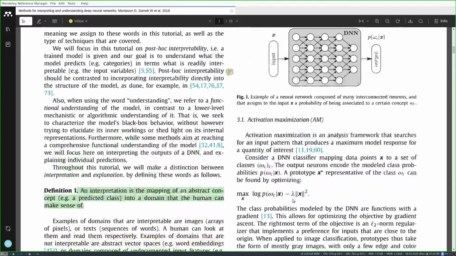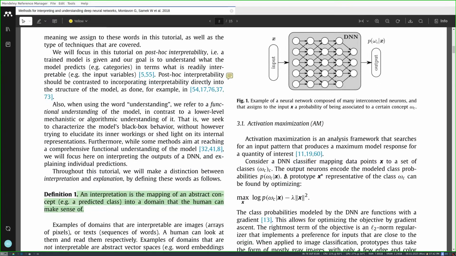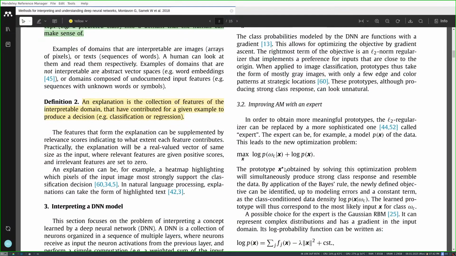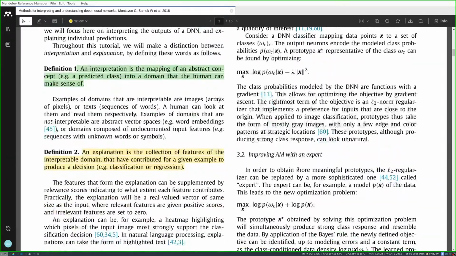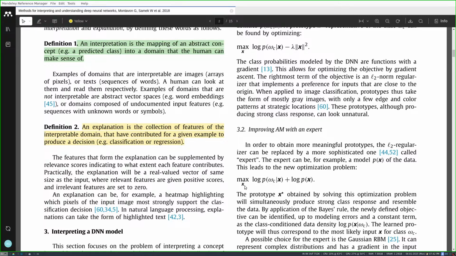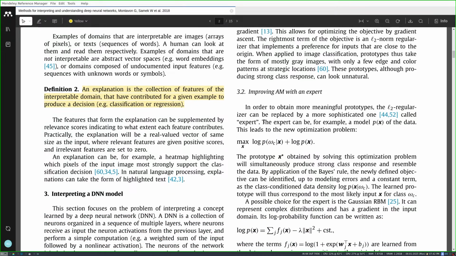He said WC. What is WC? Output. Maximize output plus p(x). What is p(x)? Input. Okay. Maximize, find the... oh, it's probably argmax, right? So what is the biggest x? I don't know, I'm not sure. These are all the representations.